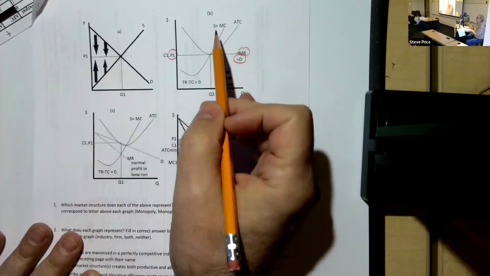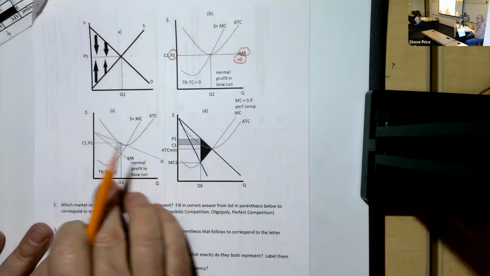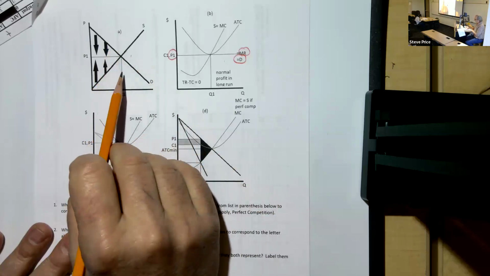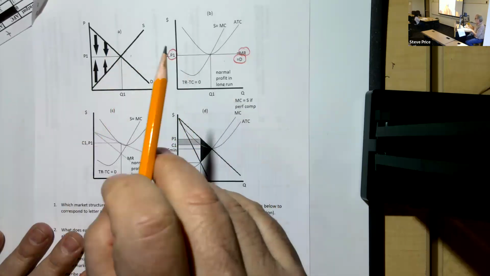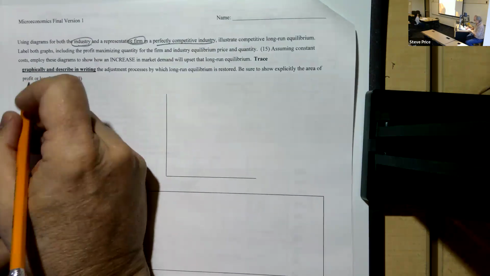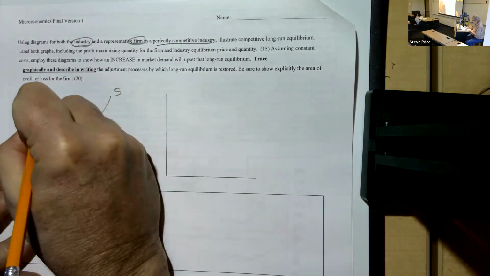But what might these be? You recall? Yeah, they might be scrambled. So they're not necessarily going to be in this order. But know that I'm going to have drawn for you the industry in perfect competition and the firm. So you know where to start. So where to start would be PQ, supply demand.